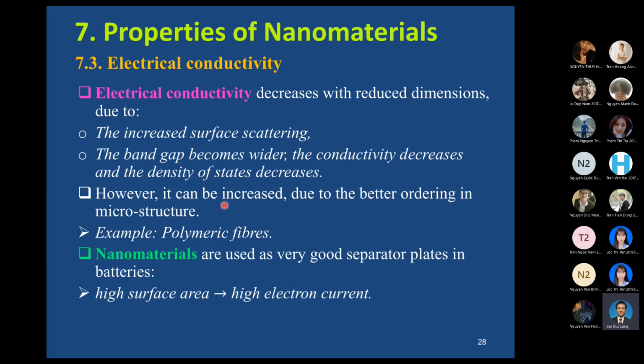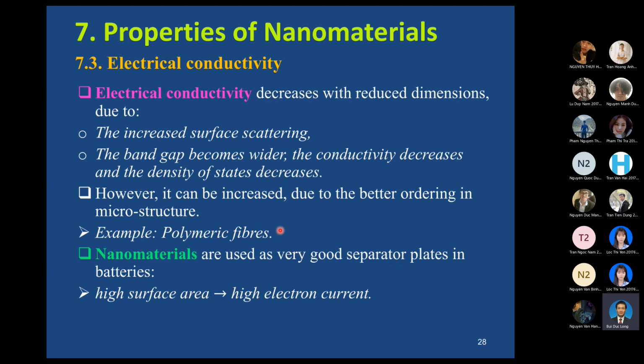However, in some special cases, electrical conductivity of nanoscale material can be increased due to better ordering in microstructure or nanostructure. For example, polymeric fiber, and of course other materials, for example carbon nanotube. Electrical conductivity will be higher at that scale.